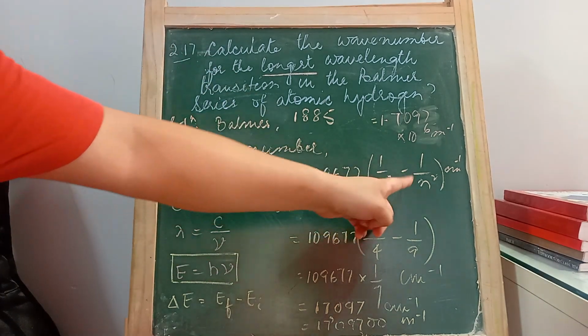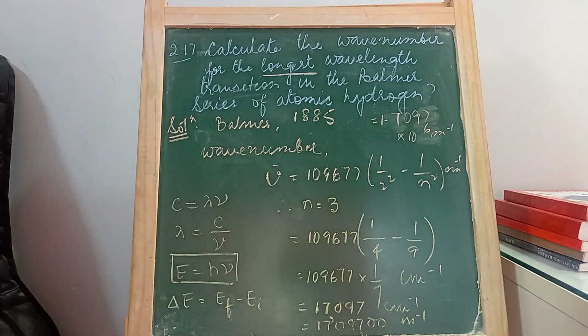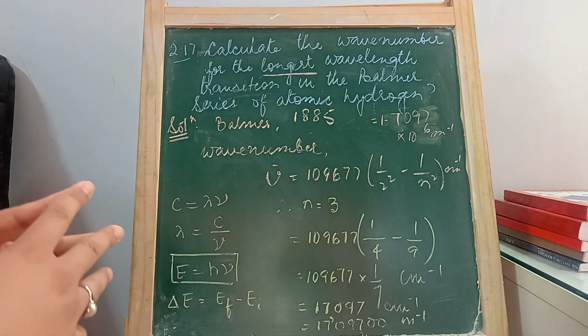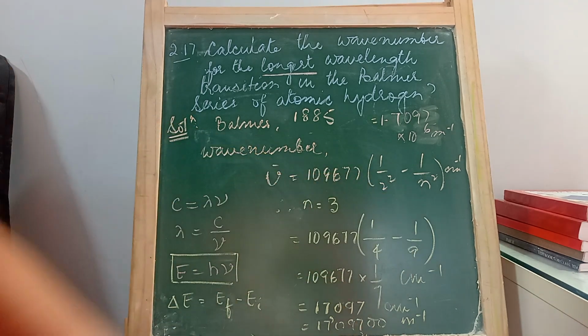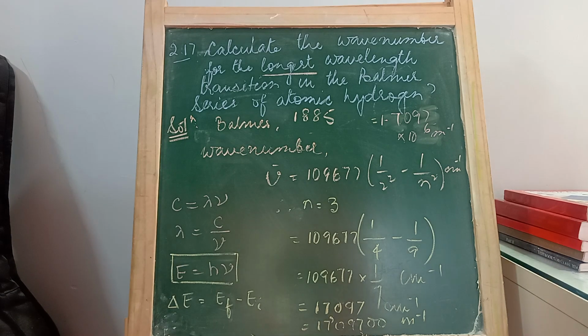So this is 1 by 2 square minus 1 by n square, and what is the beauty of this equation? We need to understand that the only thing you have to put in is the n, right? And how do you know the value of n?